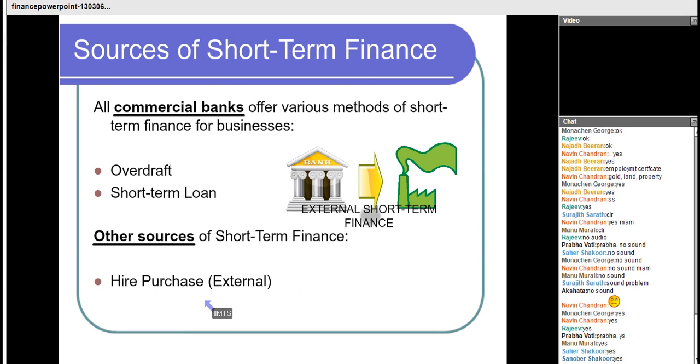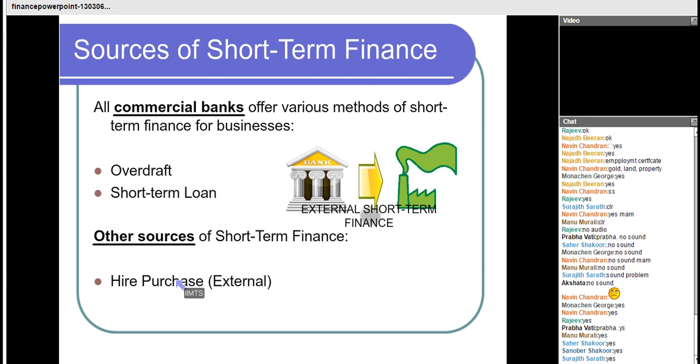So, hire purchase. You all understand hire purchase; this is a very popular means of finance these days. Hire purchase is like when we go for purchasing a car. What do we do in that? We have to make a cash down payment, and the remaining amount we pay to the company with the help of EMI, the equated monthly installments. So that is a hire purchase agreement.